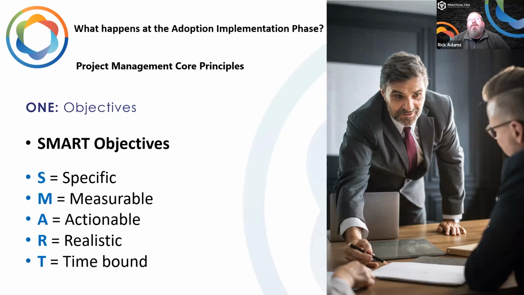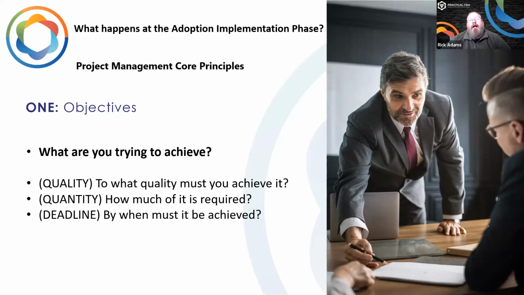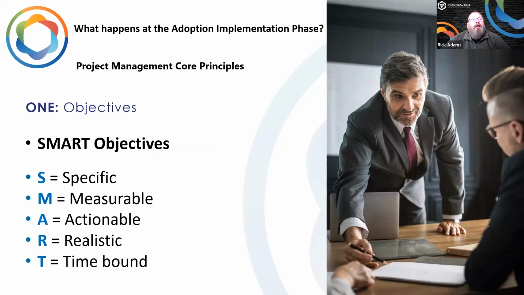You can go further than that and use SMART objectives. So rather than just have three aspects, a quality, a quantity, and a deadline for each outcome that's required for this project, if you want, you could go as far as going with five of those, five aspects.